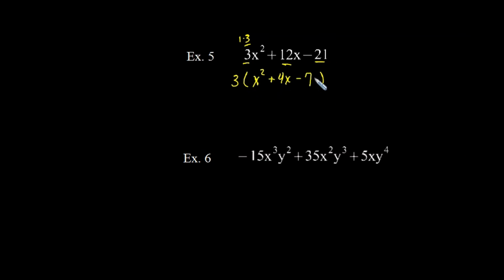And we can do that quick check again, multiplying back through. 3 times 1 is 3, 3 times 4 is 12, and 3 times negative 7 is negative 21. And the variable terms will be exactly the same. So the coefficients and exponents, or the base and exponent, should be the same in every term.